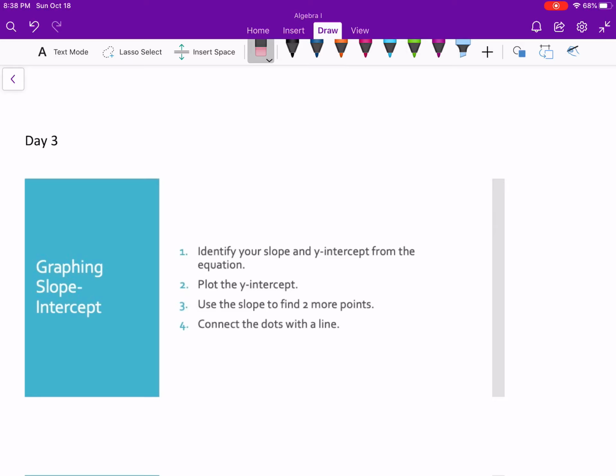So our first step is to identify the slope and the y-intercept from the equation, which we learned how to do yesterday. Then we're going to plot the y-intercept, use the slope to find 2 more points, and connect the dots with a line.